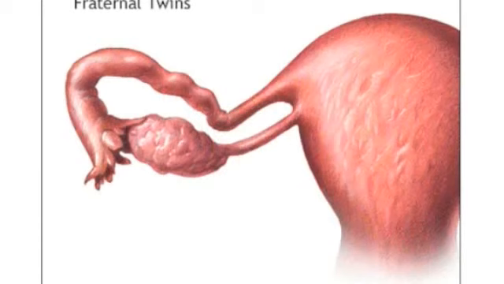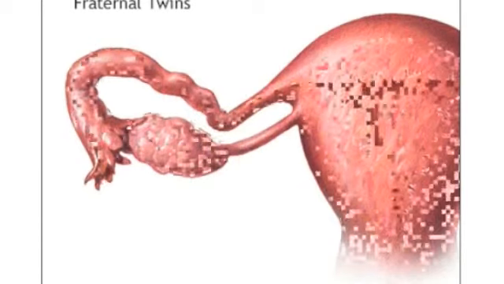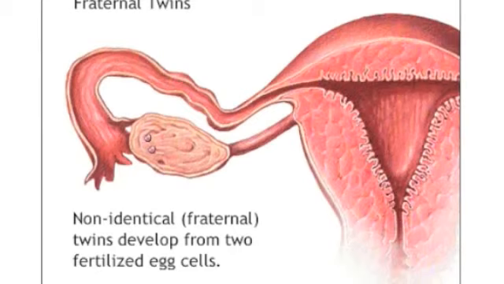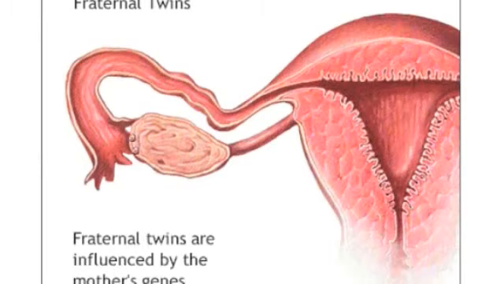Now, let's take a look at the second type of twins. Non-identical or fraternal twins develop from 2 fertilized egg cells or zygotes, which is why they're also called dizygotic twins. Unlike identical twins, however, fraternal twins are definitely influenced by the mother's genes.